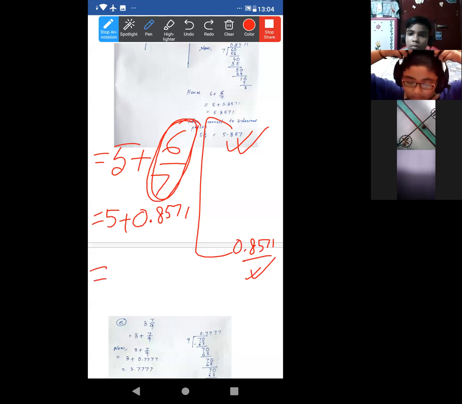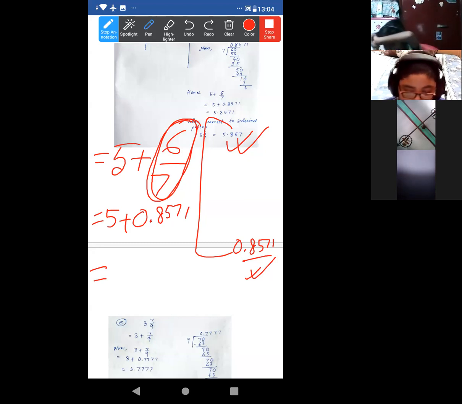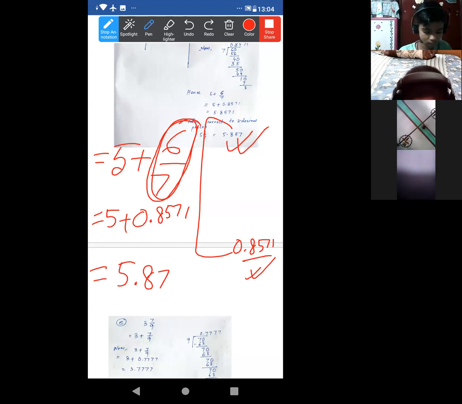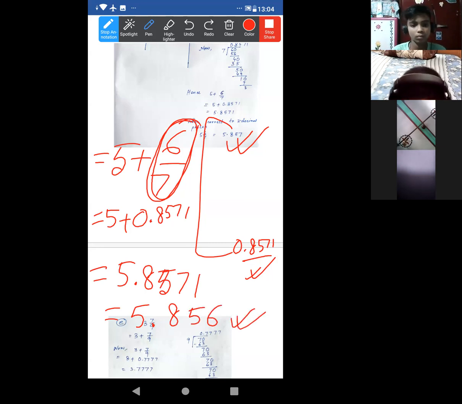Now just add them. You can add this. Basically, in this way, if you do, the calculation will be more easy. So it will be 5.8571, right? Now correct up to 3 decimal places. It will be 5.857. All of you done up to this?